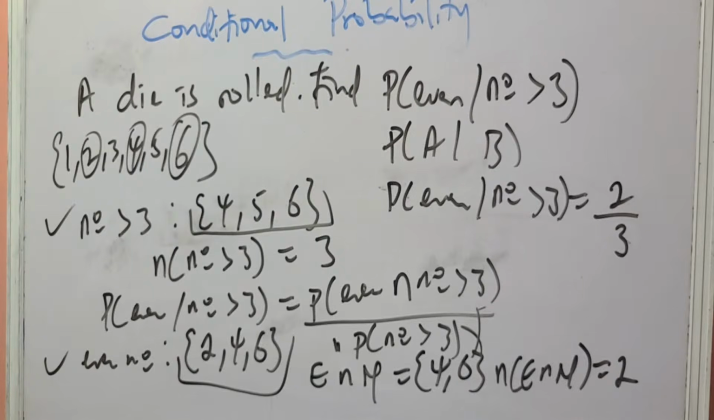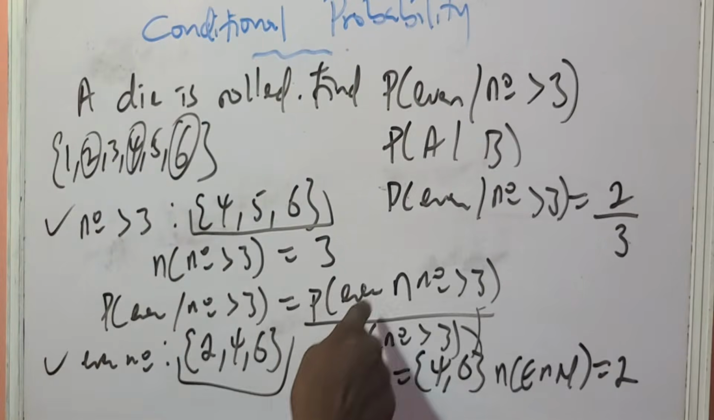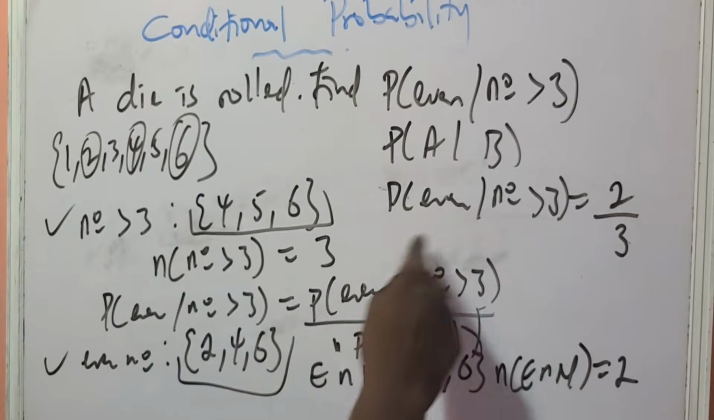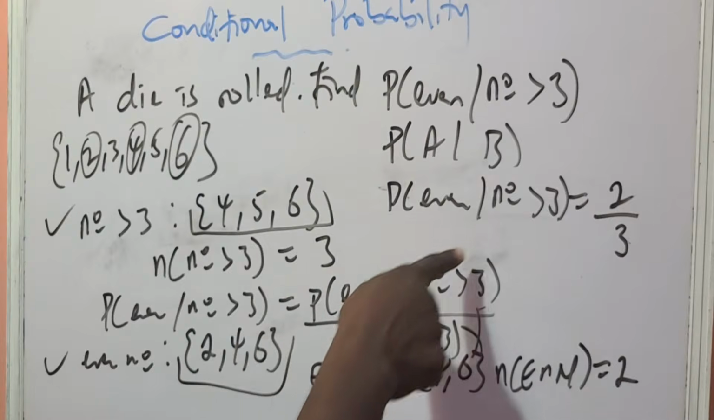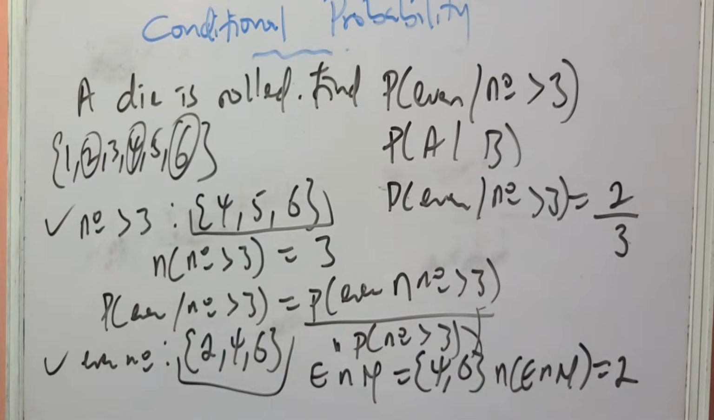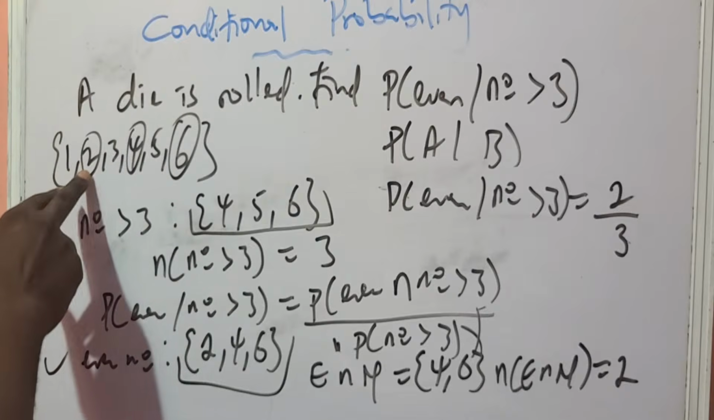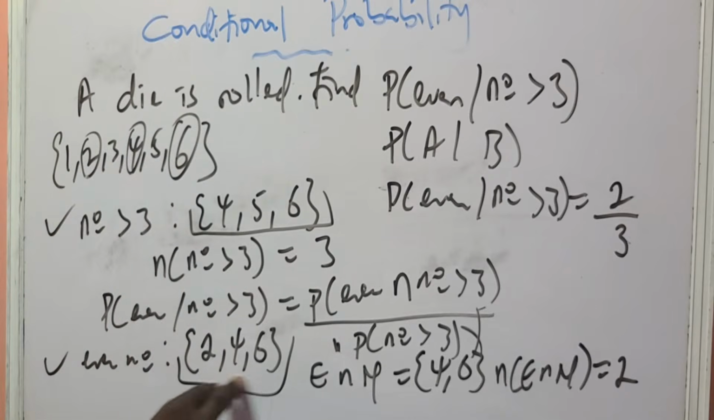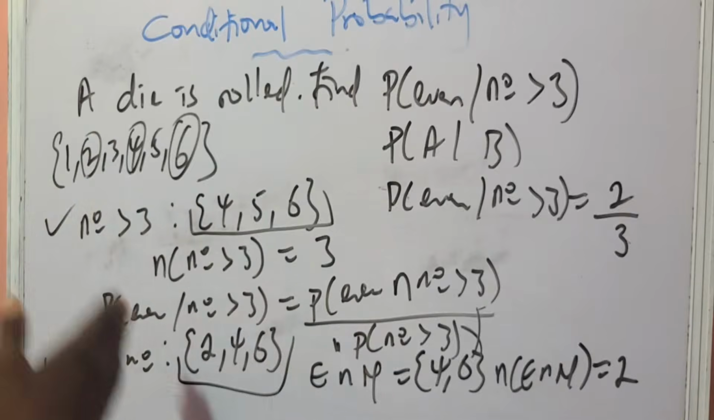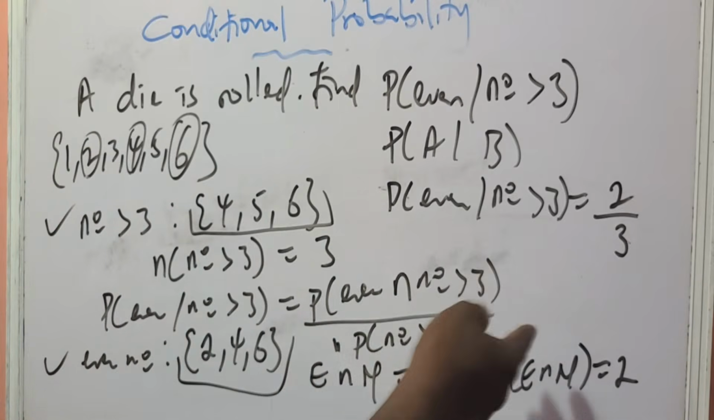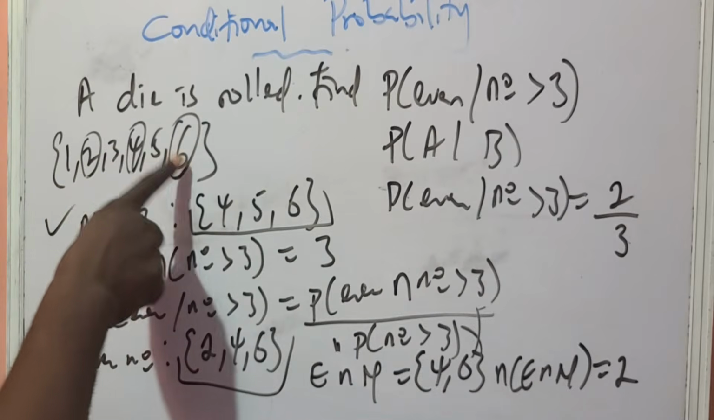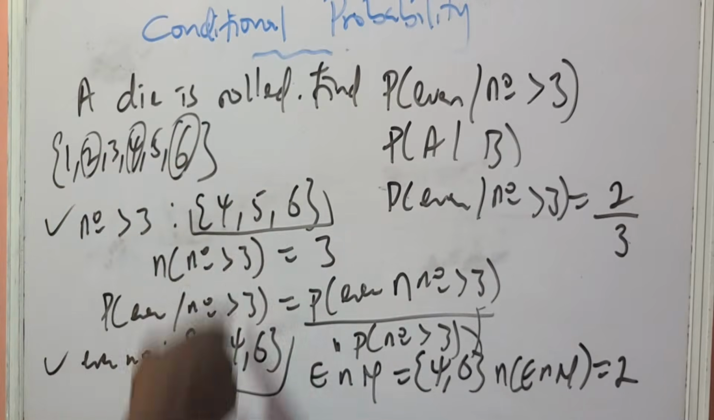All right. Now, guys, to find even intersection number greater than 3, the first thing you have to find is what is even number greater than 3? What are those two events? So for even events, look at the dice being rolled. We brought out 2, 4, and 6. Of course, I believe nobody is disputing that being even numbers. Number greater than 3, we can see 4, 5, 6.